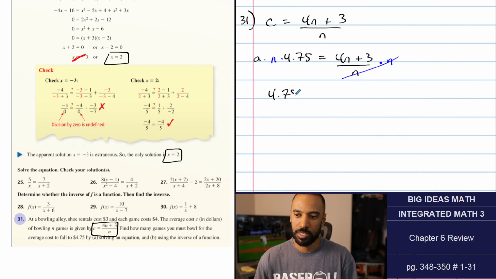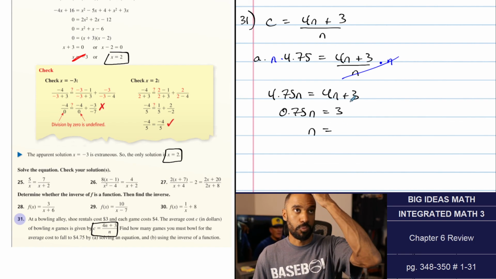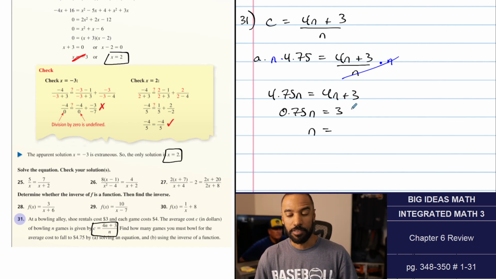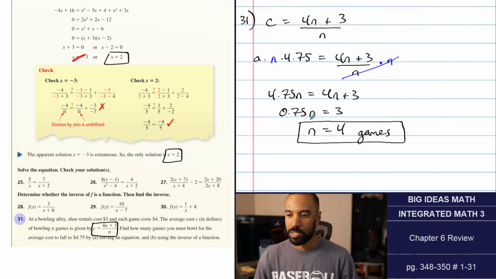So we get 4.75n equals 4n plus 3. I can now subtract 4n from both sides, 0.75n equals 3, and divide both sides by 0.75. Now 300 divided by 75, I believe, is 4. So 3 divided by 0.75 should also be 4. So this is 4 games. You can play 4 games to average $4.75 per game.